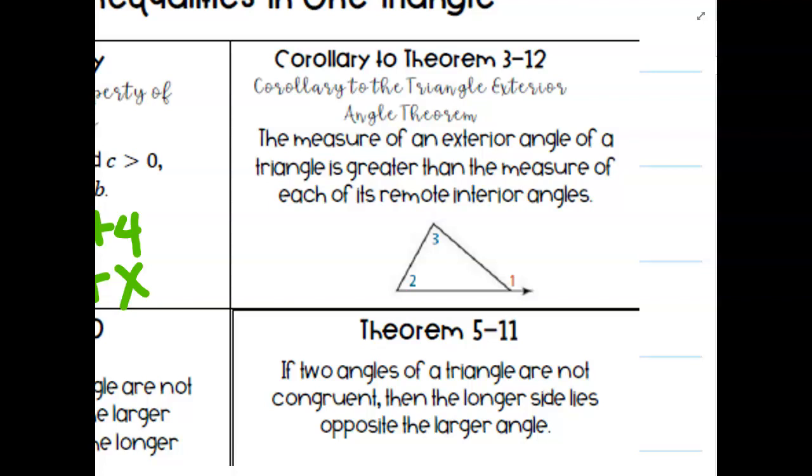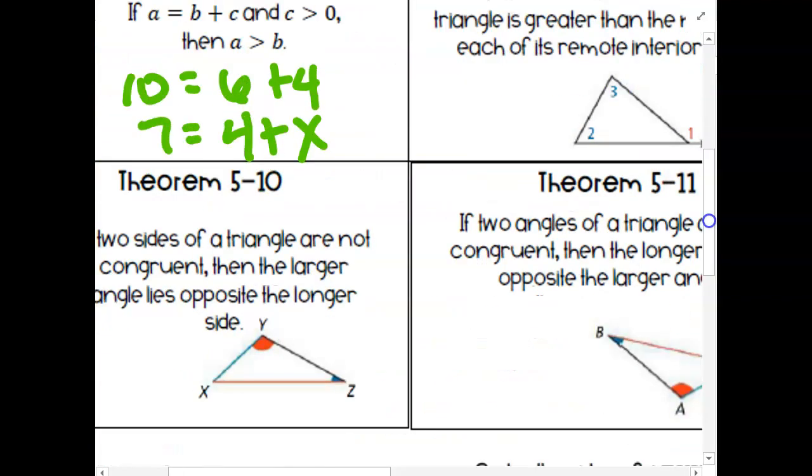Tying in that property, right? If 1 is equal to 2 plus 3, 2 and 3 are positive, so 1 is going to be bigger than 3, and 1 is going to be bigger than 2. If 1 equals the sum of those 2 numbers, it's almost too obvious for it to make sense, okay? So that's what the corollary to theorem 312 says.